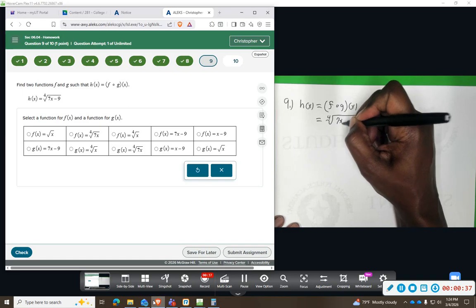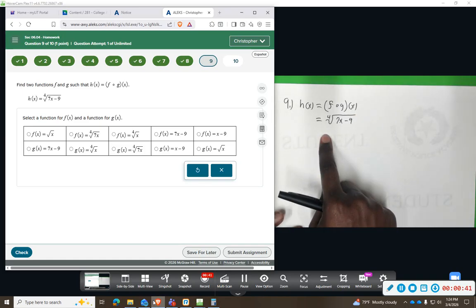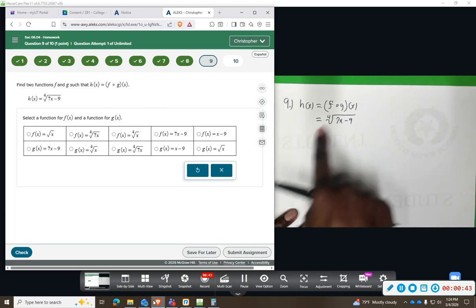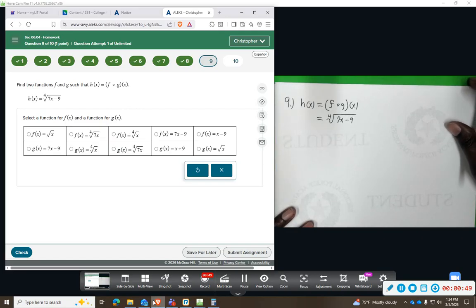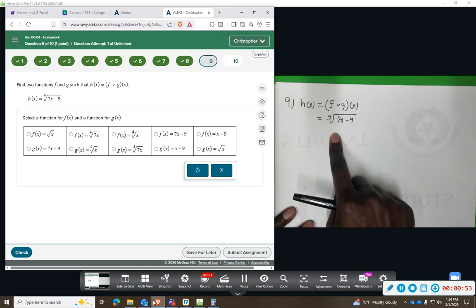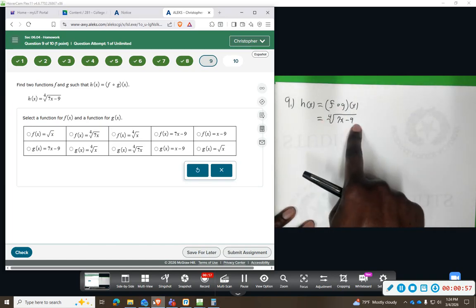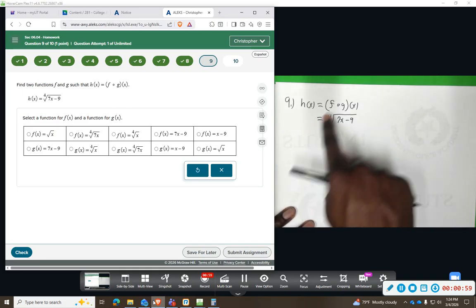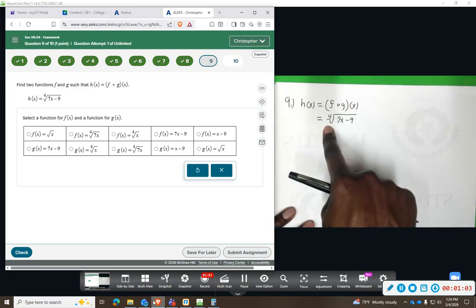of 7x minus 9. Now, there are an infinite number of ways that you can write this. The only restriction would be if they gave you one function, you would have to come up with the other. The easiest way to think about this is there's usually a grouping symbol, so there's an outer function and an inner function. So the outer function, we call that f, the inner function, we call that g. That's what we plugged in.